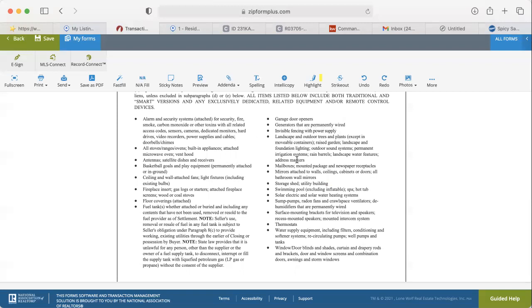Invisible fencing, trees and landscaping. So maybe they have a bush outside that they got from their grandma's garden in the country, and they want to take it with them. Again, I say, dig it out now, put it in a pot and replace it with something else, or just fill in the hole. That way there's no question or no concern about what should stay and what should go. Mailboxes, mirrors attached to walls.